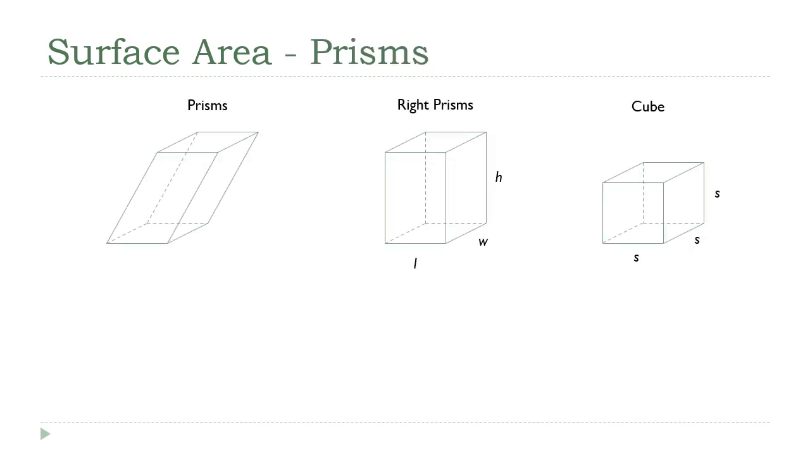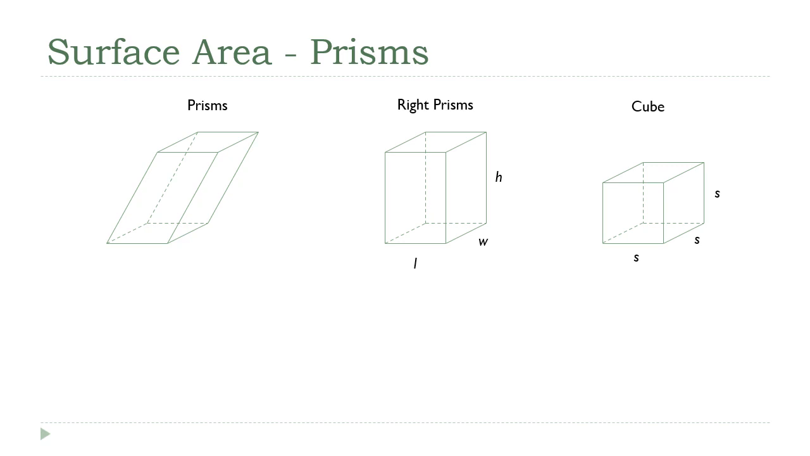So we can start off looking at prisms. And what we're looking for here is what's called the surface area. That is the total area on the outside of a figure. And with prisms, the sides are always going to be parallelograms, and the bases are going to be some kind of polygon. So ultimately, we can always do this just brute force: find the area of each individual face, add them all up, and you get the answer.